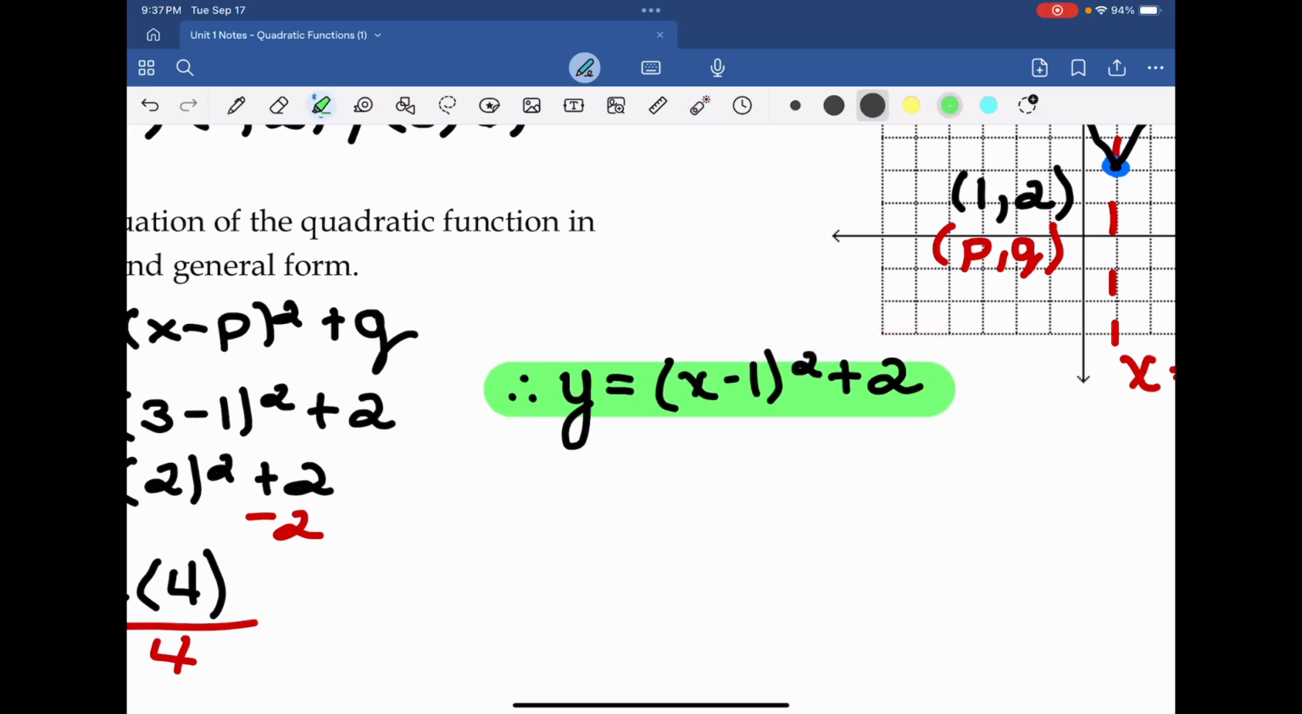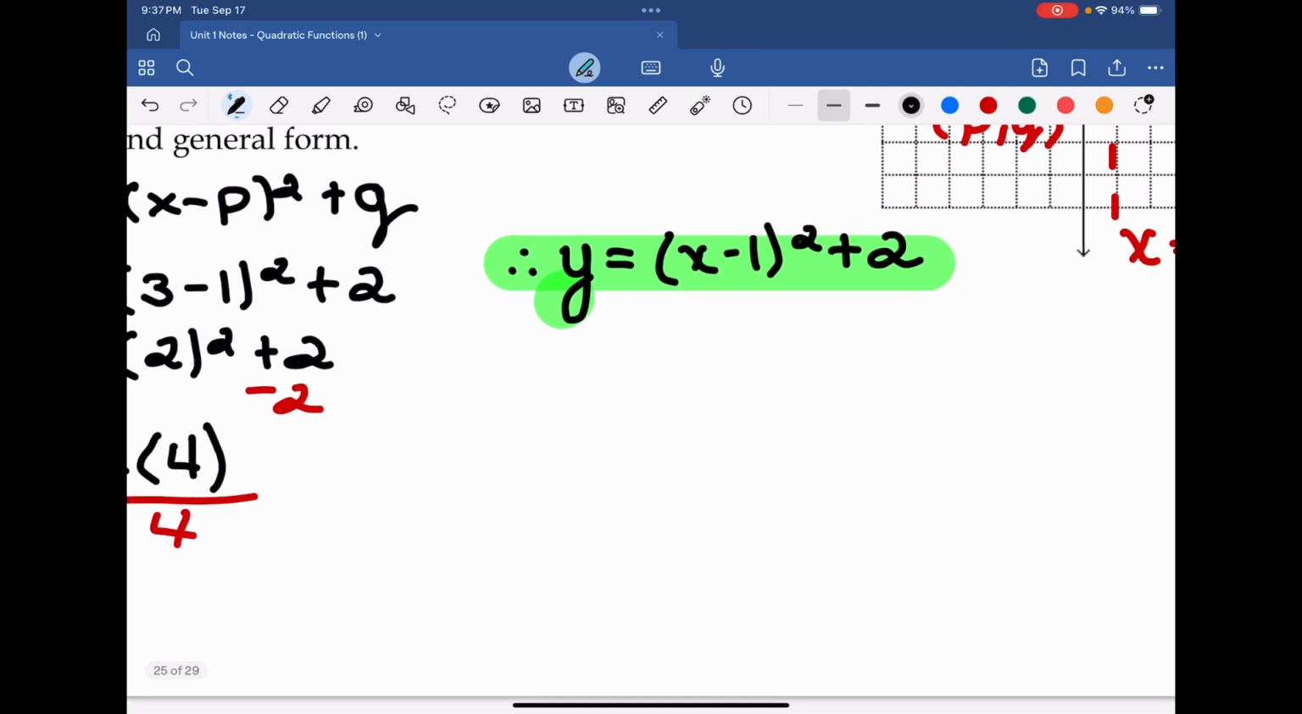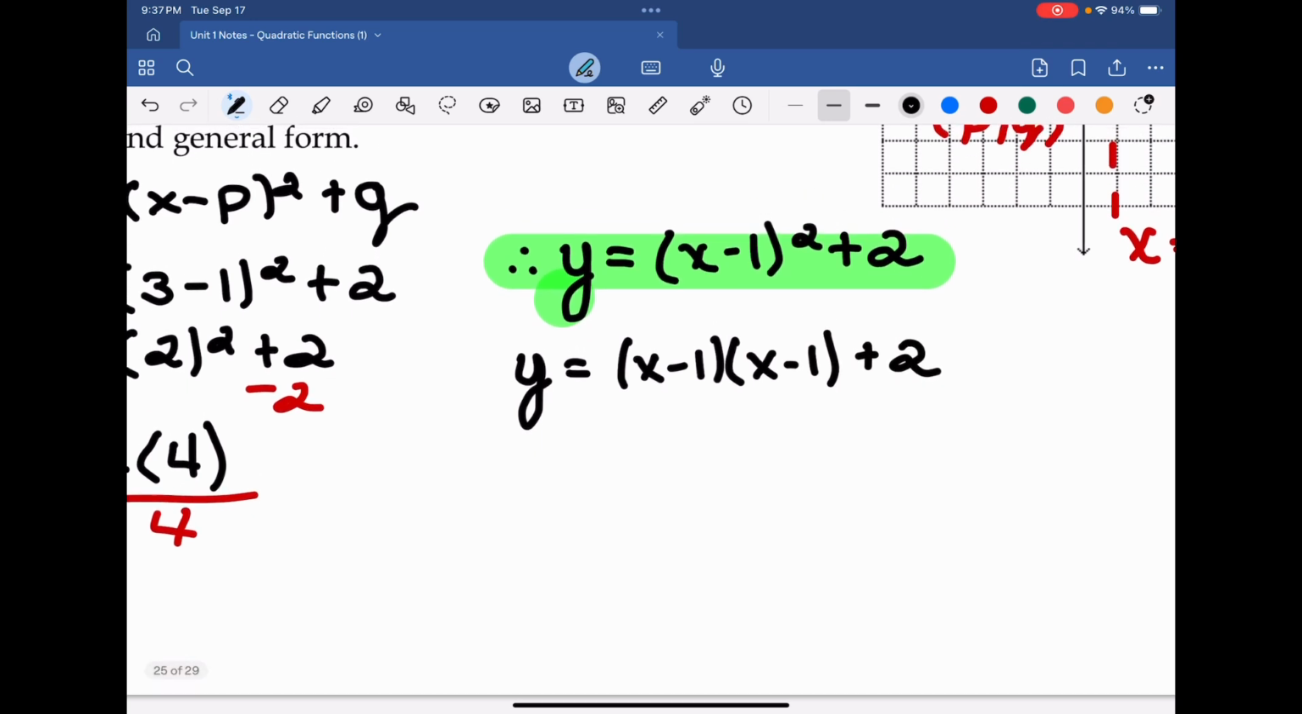Now let's highlight this because this was part of the equation they asked for. They said, what is it in vertex form? But then they also said, what is it in general form? So now what we have to do is we say, let's expand this. y is equal to, anytime we have a binomial squared, we want to make sure we write it out twice. (x - 1)(x - 1), and then the plus 2, which is the q value, stays on the outside.